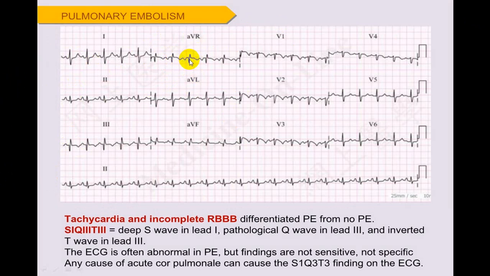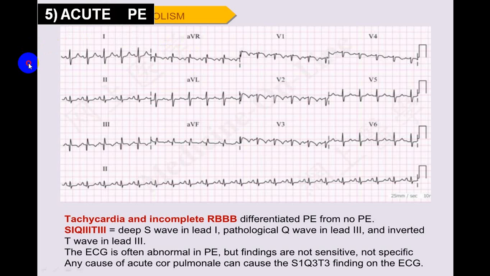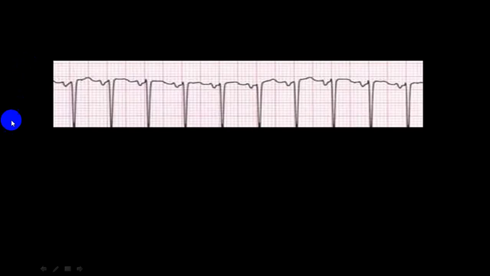Sometimes you even get an incomplete right bundle branch block pattern. That is also in favor of acute pulmonary embolism. So this is another clue for differentiating acute pulmonary embolism.